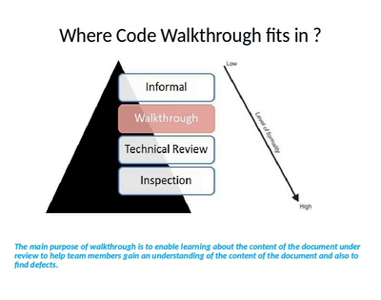This figure shows the level of formality for the code walkthrough. You can see the difference in the formality of walkthrough activity and code inspection activity, and thus we can understand the level of formality involved with these different types of activities. The main purpose of walkthrough is to enable learning about the content of the document under review, to help team members gain an understanding of the content of the document and also to find defects.